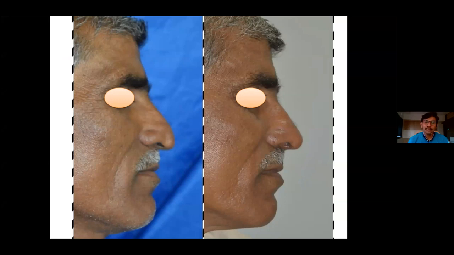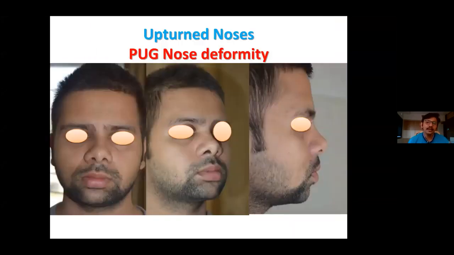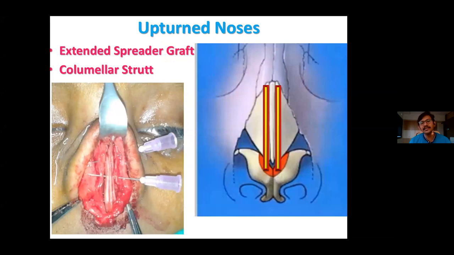Now, certain deformities like upturned noses or short noses or a pug nose deformity. So this is called as a pug nose deformity, in which you can see the nostrils of the person on the front view, and this person was having a broad tip. But you see on lateral view, he does not need any dorsal augmentation. So this is an isolated tip deformity. So this was treated by extended spreader graft.